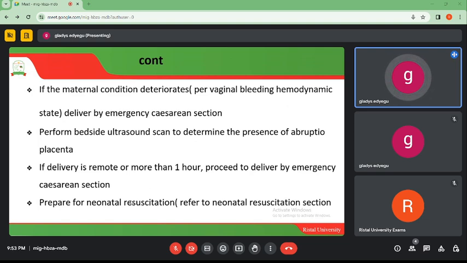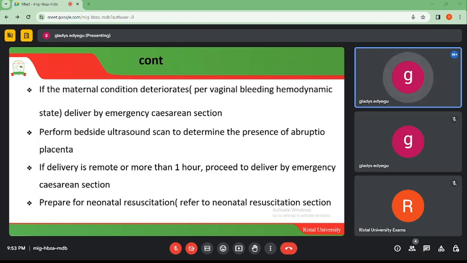Then perform a bedside ultrasound scan to determine the presence of abruptio placenta. So abruptio placenta you can identify through abdominal ultrasound scan. So you can perform it from the bedside to rule out abruptio placenta and its state.